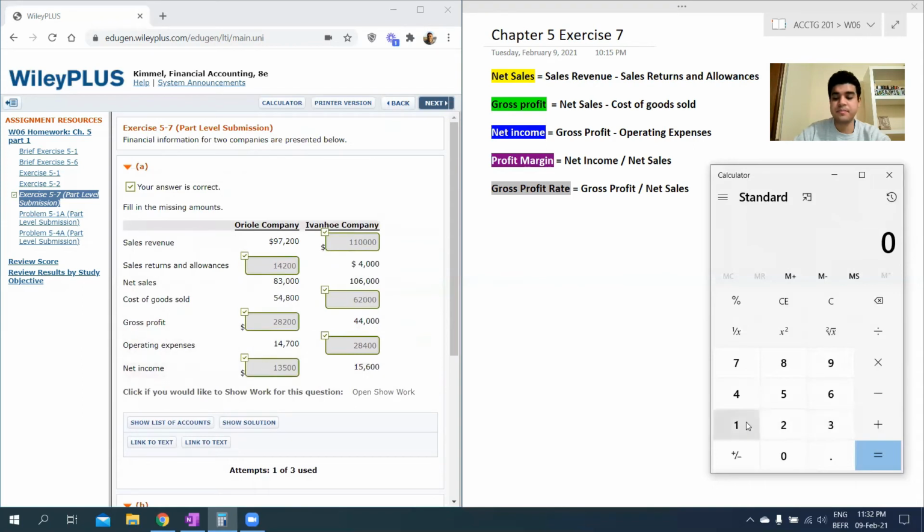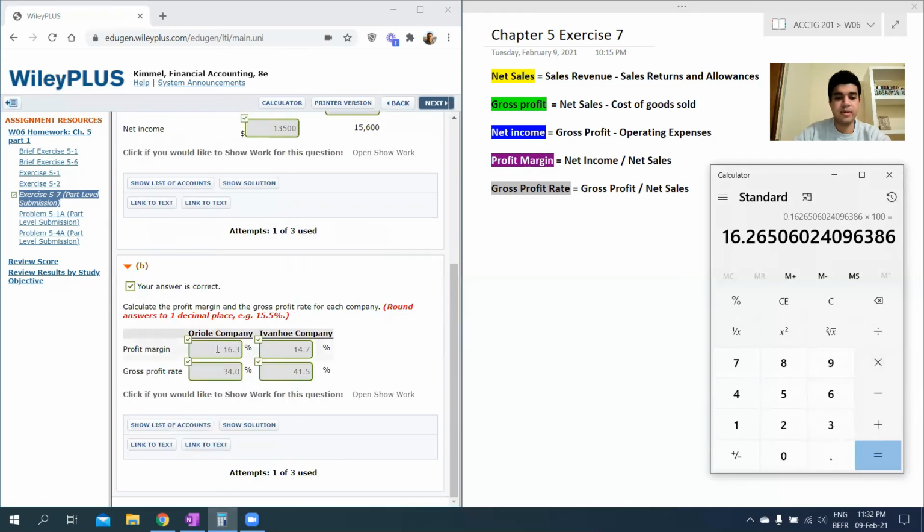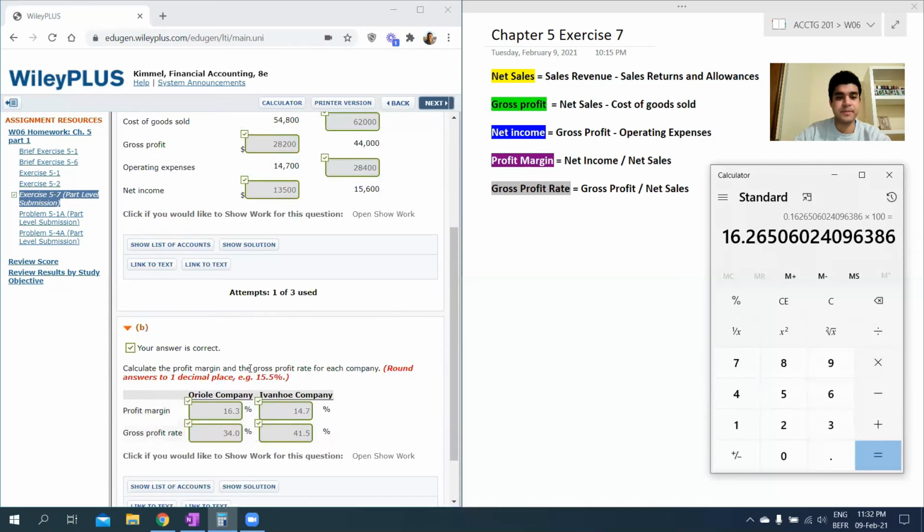Let's do it for Oriole Company. Net income, 13,500, divided by net sales, 83,000. If we multiply this by 100, we get the first amount. Since it's asking us to round to one decimal, we can round this amount to 16.3%.